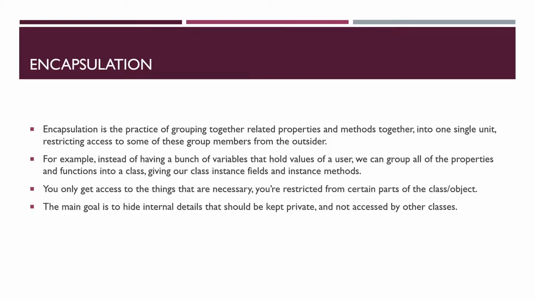We've implemented an animal class, we gave it fields and methods, and then we create an instance of that animal class, and then we were able to invoke its methods. Okay, now sometimes there might be certain properties and certain methods that should only be available to the class itself, and other classes from the outside should not be able to access it directly. This is the whole concept of data encapsulation and data hiding. The main goal is to just hide internal details that should be kept private, and it shouldn't be accessed by anyone.